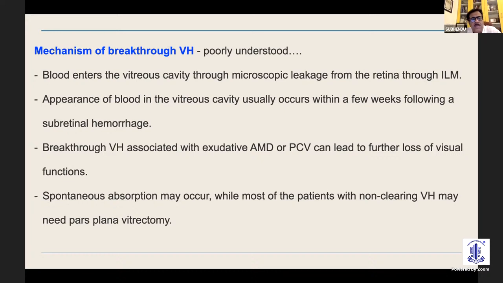So what is the mechanism of breakthrough hemorrhage in patients with AMD or PCV? Blood enters the vitreous cavity through a microscopic leakage from the retina, through a small break in the ILM. Blood in the vitreous cavity usually appears within 3 weeks after the episode of subretinal hemorrhage. So breakthrough hemorrhage, associated with either exudative AMD or PCV, can lead to further loss of vision. Spontaneous absorption may occur, which is a very rare event, but most patients with non-clearing vitreous hemorrhage need a partial vitrectomy.